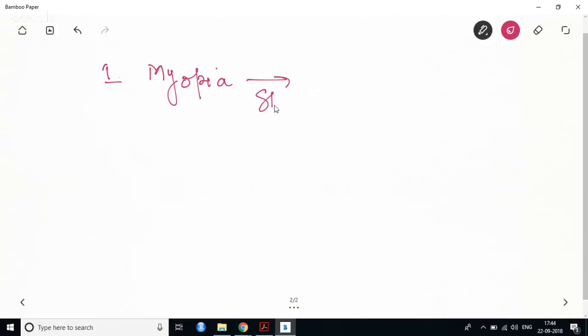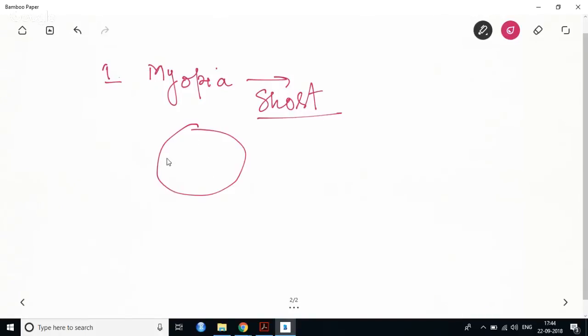As soon as the word short-sightedness comes, look at the word short and try to understand that he can see something which is very near to him, but he cannot see something which is very far from that place. So why does it happen?